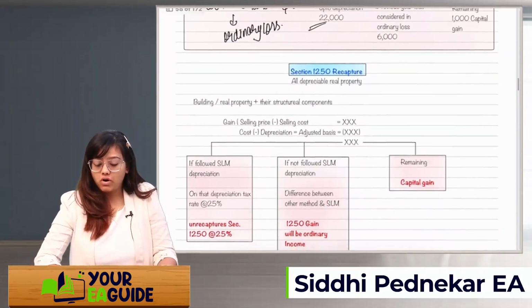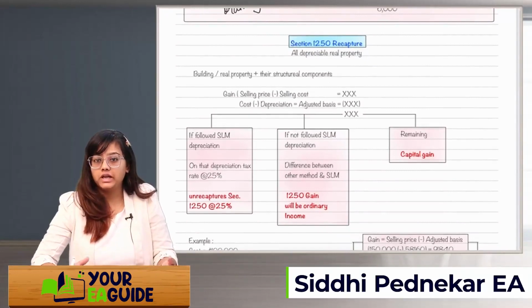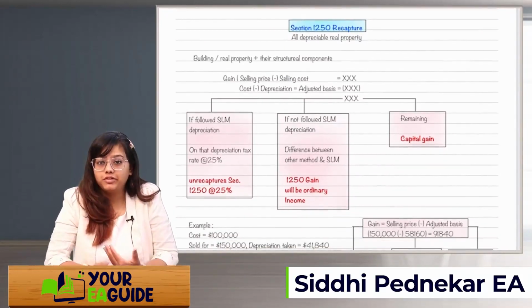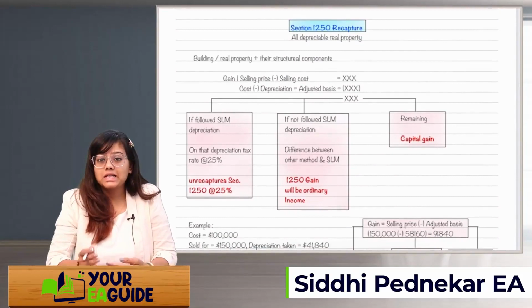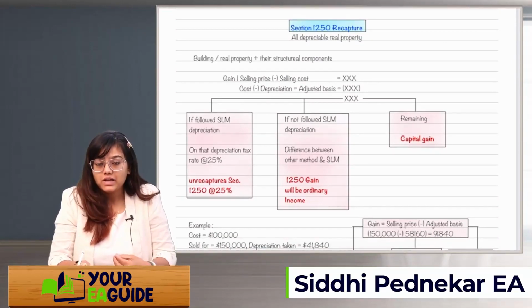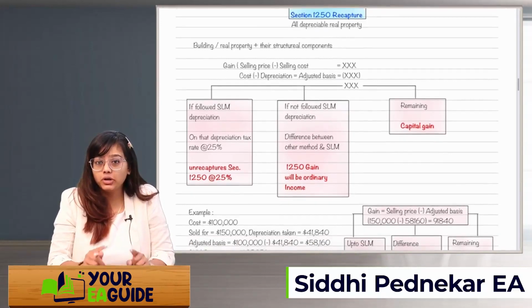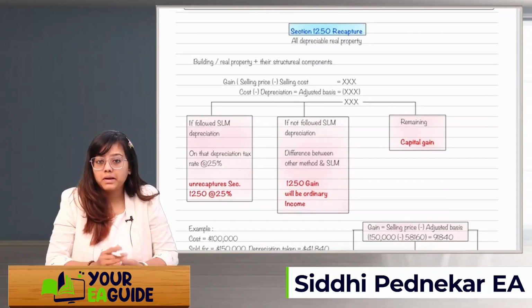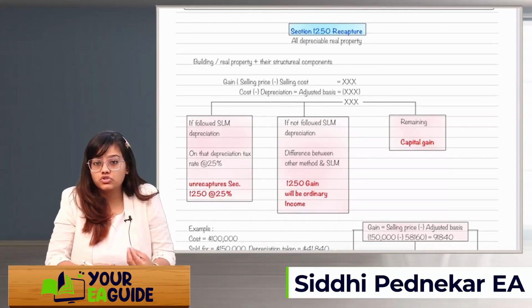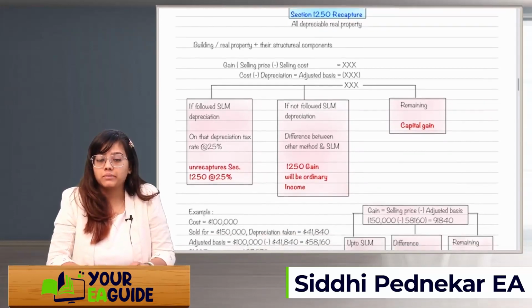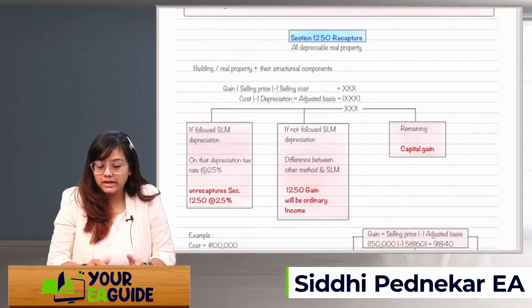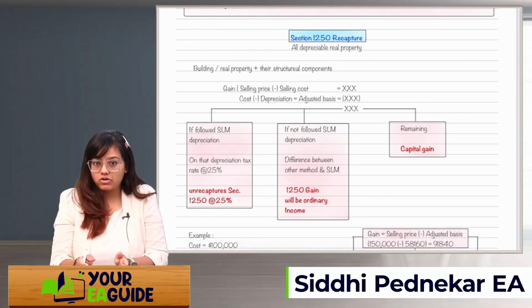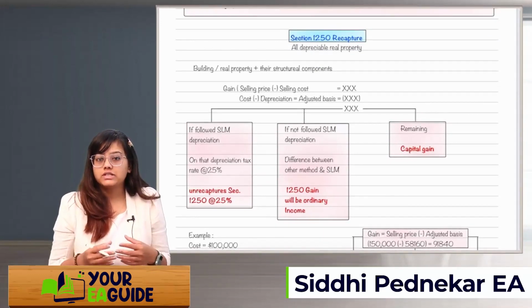Let's move on to section 1250 recapture. What do you mean by 1250? 1250 property is anything which is called real property, real estate. Real estate property, whether depreciable or non-depreciable, everything will be included, but it should be real estate property. So building or real property plus their structural components will be considered here. In the same way, first you will calculate the gain, that is selling price minus selling cost, and you will reduce the adjusted basis.